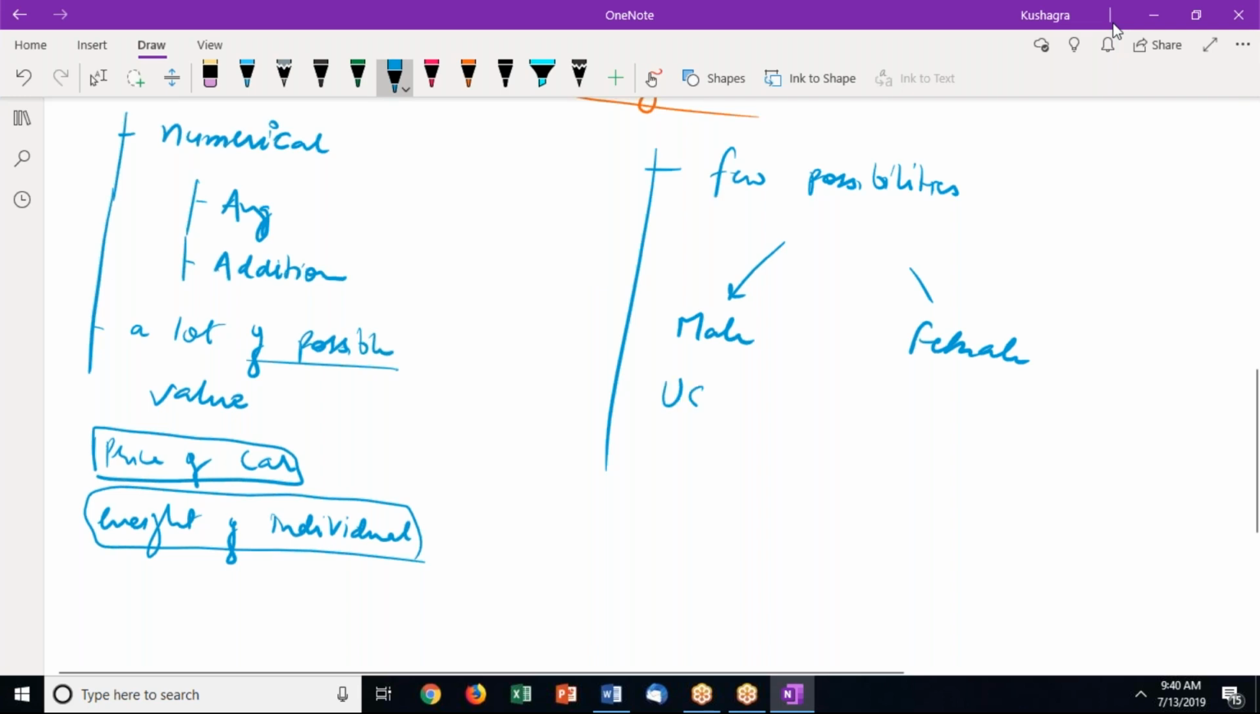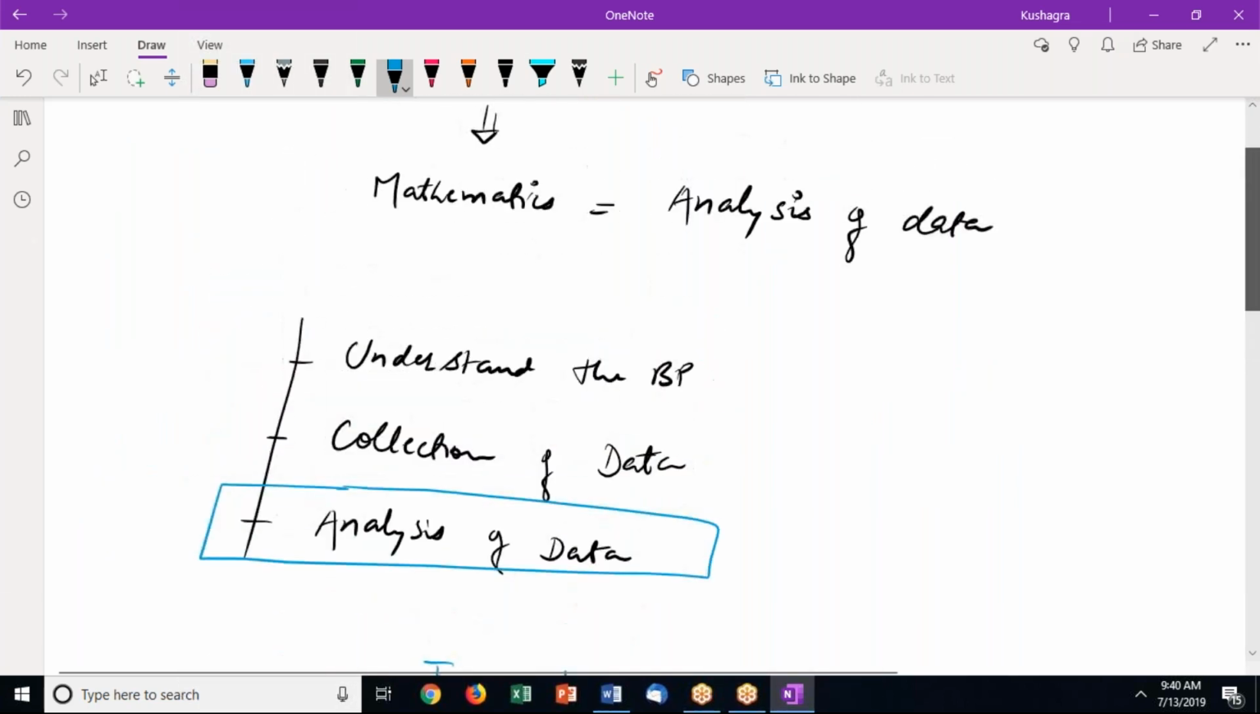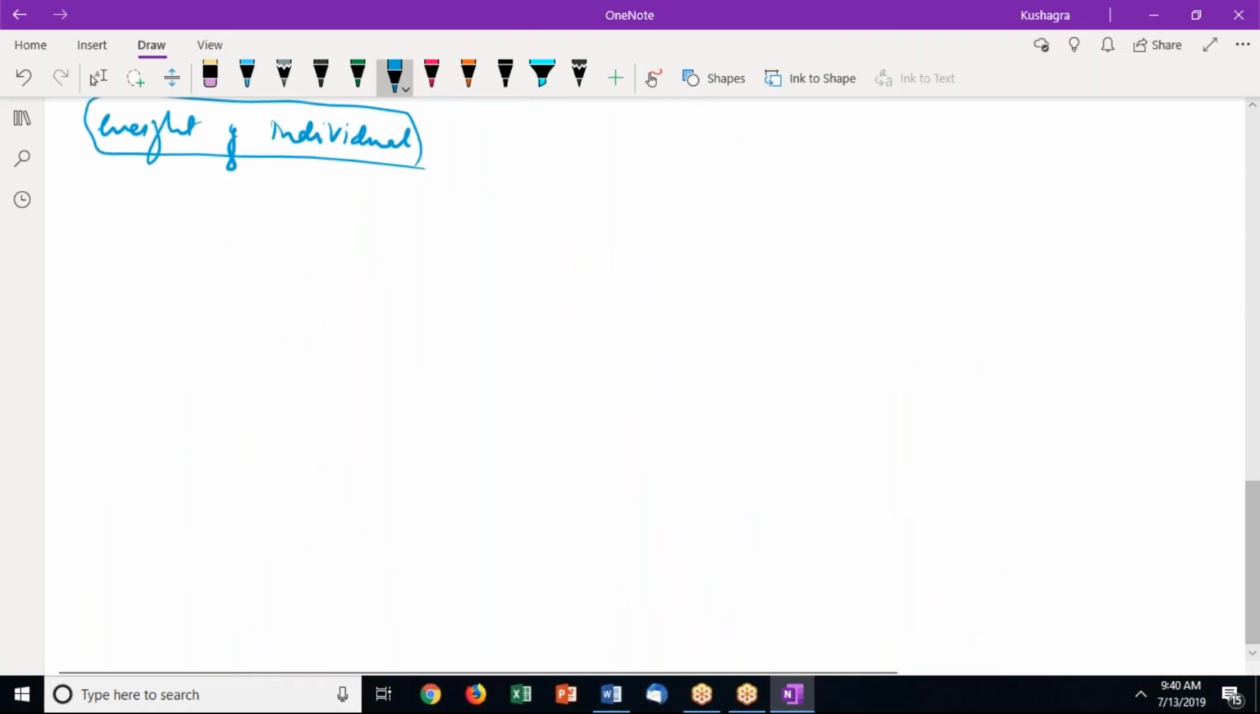Similarly, which country you belong to? Somebody belongs to India, somebody belongs to US. So again, I can group the data on the basis of the country that you belong to. Fine. Now, when you do the exploratory data analysis, when you try to explore the data, based on the type of data, the exploration would be different. The kind of analysis that you do would be different.